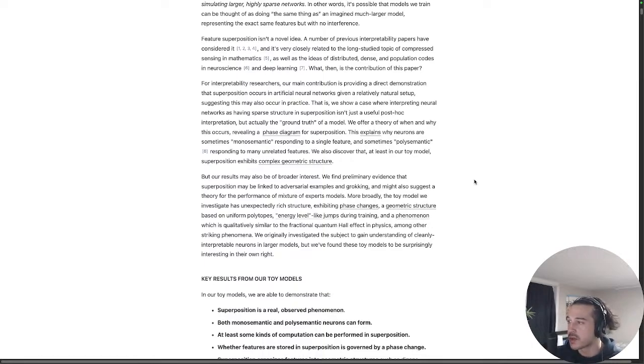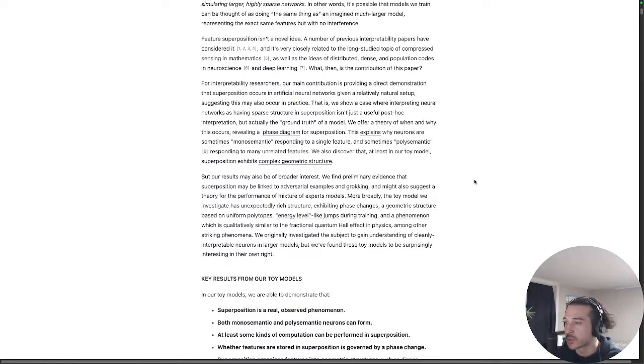We offer a theory of when and why this occurs, revealing a phase diagram for superposition. This explains why neurons are sometimes monosemantic, responding to a single feature, and sometimes polysemantic, responding to many unrelated features. We also discover that, at least in our toy model, superposition exhibits complex geometric structure.